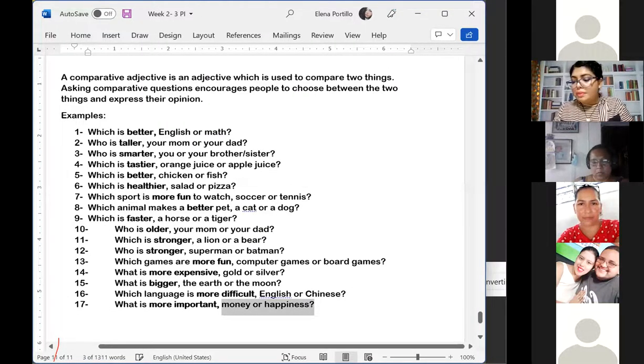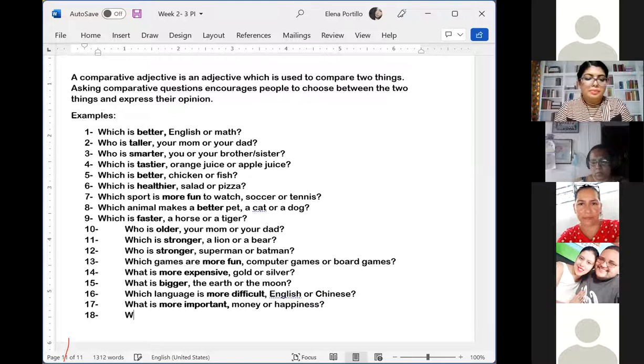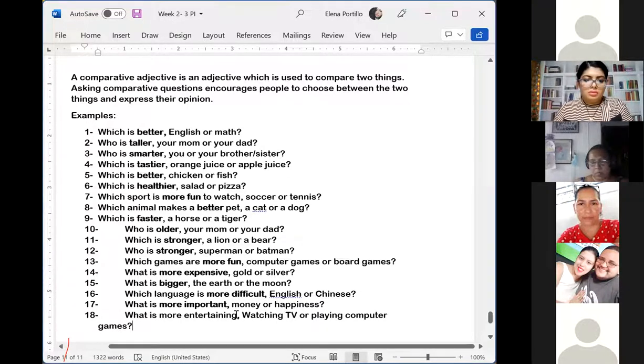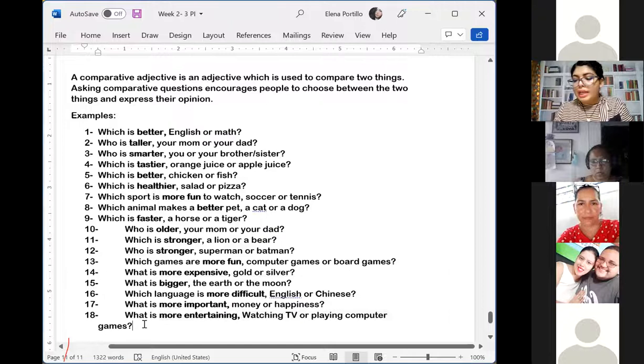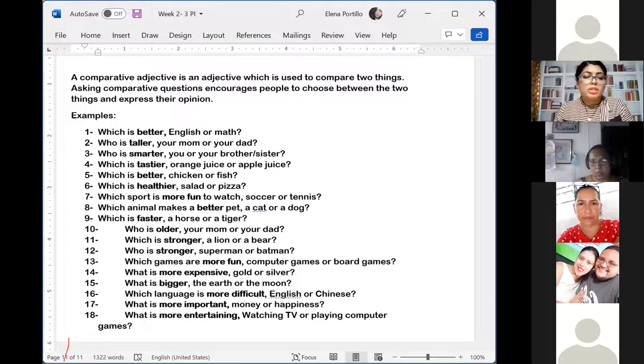Then 18. What is more entertaining? Watching TV or playing computer games? And the last one, does social media make the world a better or worse place?